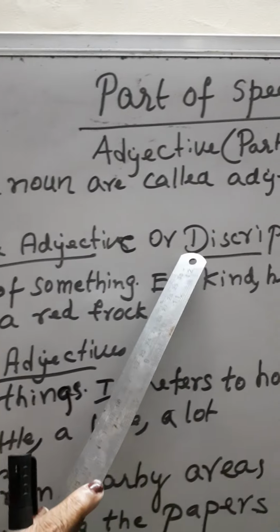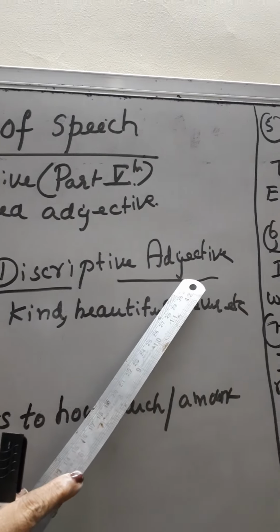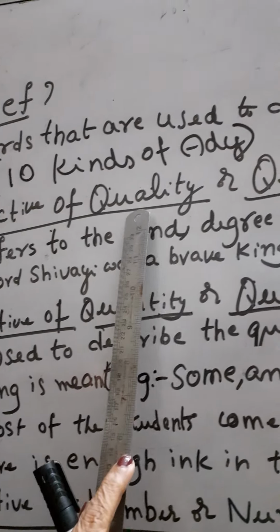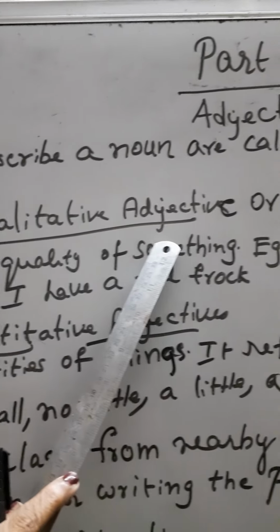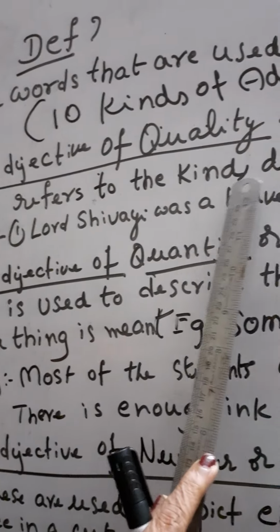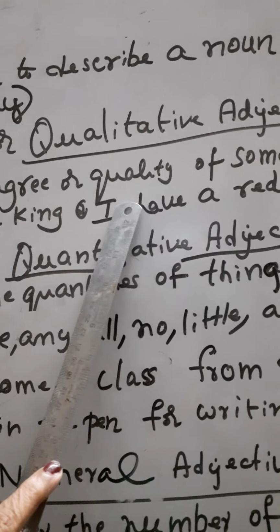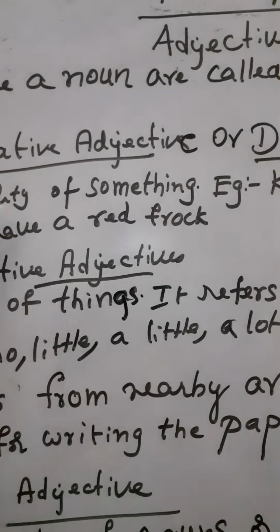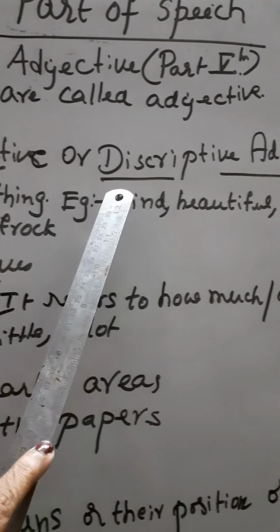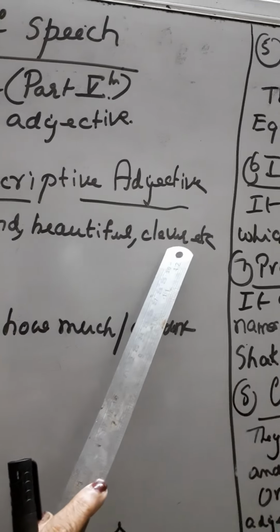We also call it a descriptive adjective. Adjective of quality or qualitative adjective or descriptive adjective. It refers to the kind, degree or quality of something. I repeat, it refers to the kind, degree or quality of something. Example: kind, beautiful, clever.